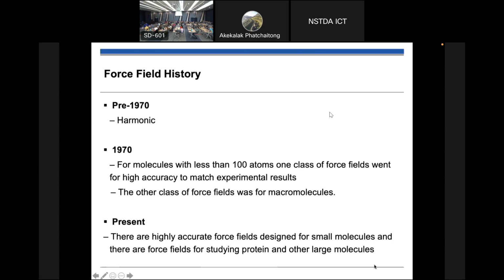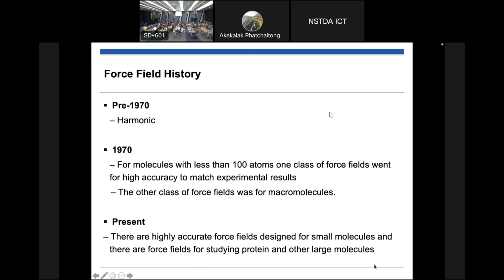A little bit of history. Around the 1960s, molecular dynamics basically started coming. The first force field, pre-1970, was a harmonic force field, so all the atoms interact through harmonic interactions. Then around the 1970s, the first force fields came where fewer than 100 molecules or atoms were taken into account, and they started making very accurate force fields to calculate, say, vibrational frequencies and things like that.